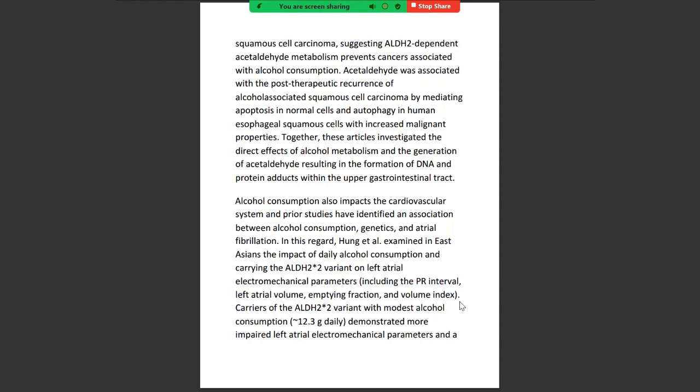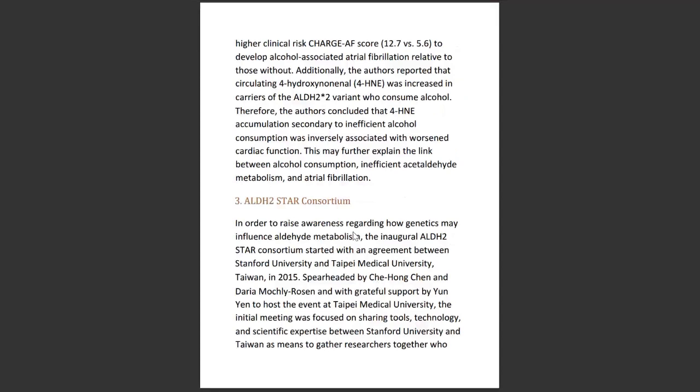PR intervals, left atrial volume, and ejection fraction volume index. Carriers of the aldehyde 2 variant with modest alcohol consumption demonstrated more impaired left atrial electromechanical parameters and a higher clinical risk of developing alcohol-associated atrial fibrillation related to those.